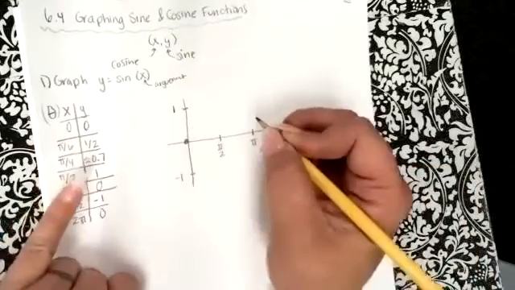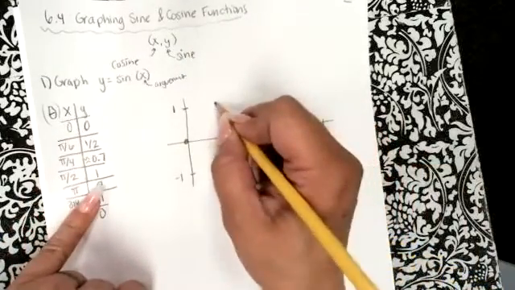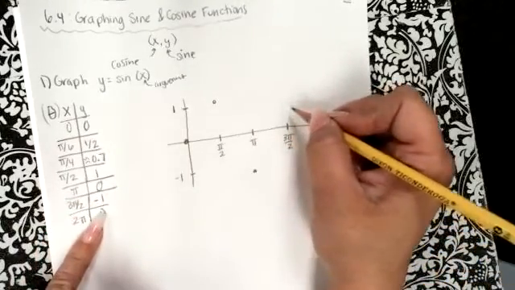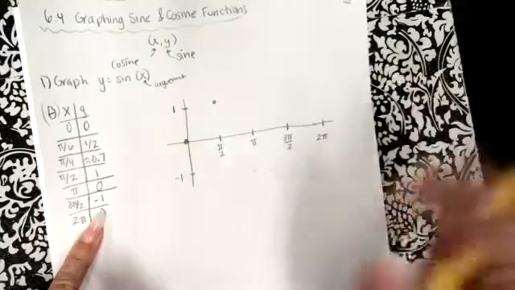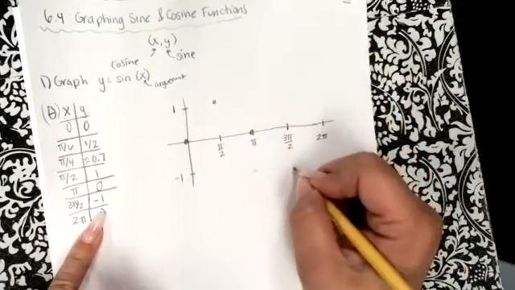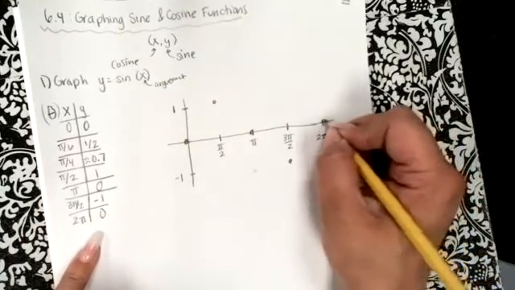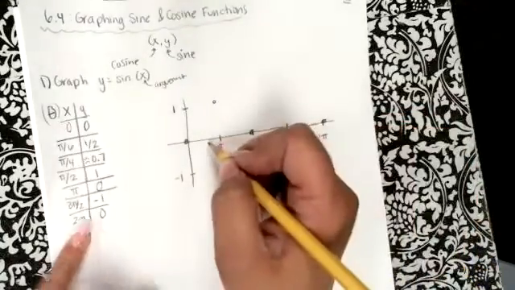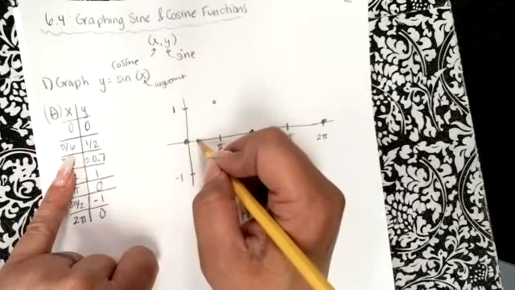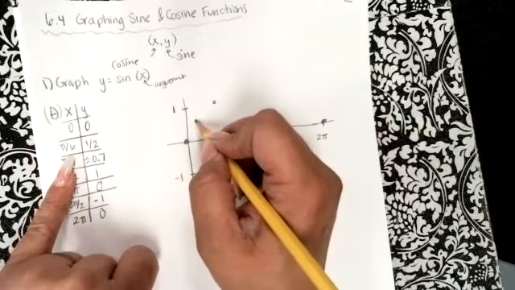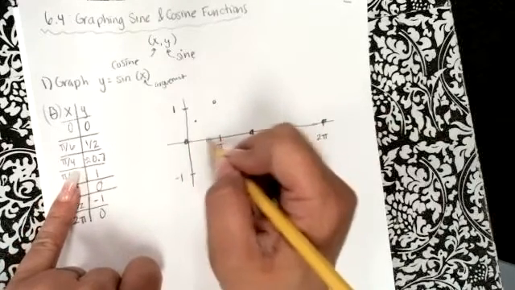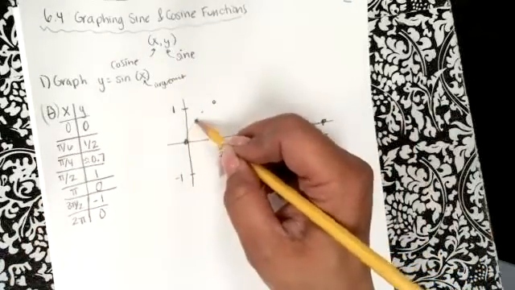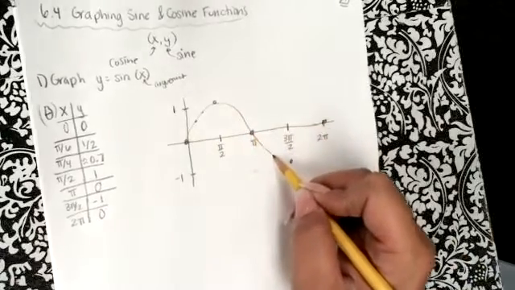At 0, it's at 0. At pi over 2, it was at 1. At pi, it was at 0. At 3 pi over 2, it's a -1. And at 2 pi, it's 0. Now, don't just connect the dots with straight lines, because right here at pi over 6, it was about a half of the way, which is right here. And then at pi over 4, which is half of this, it was about 0.7. So what's happening is it's actually making a curve.